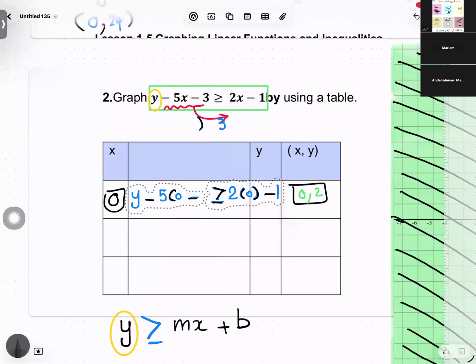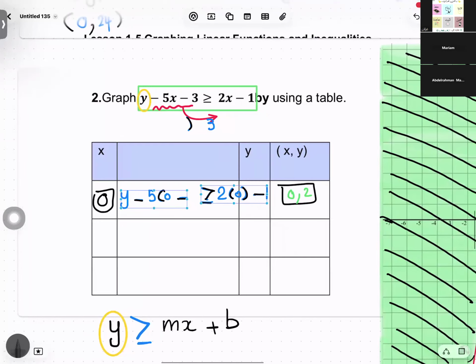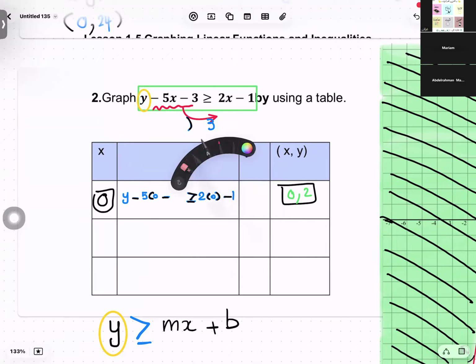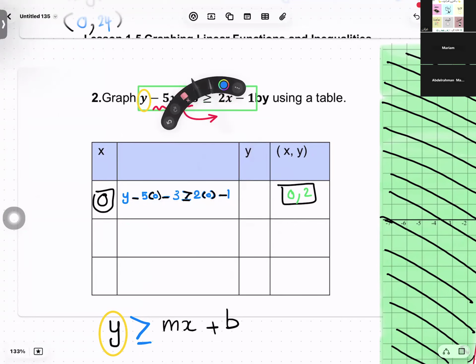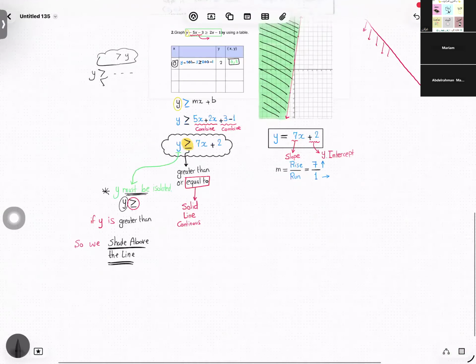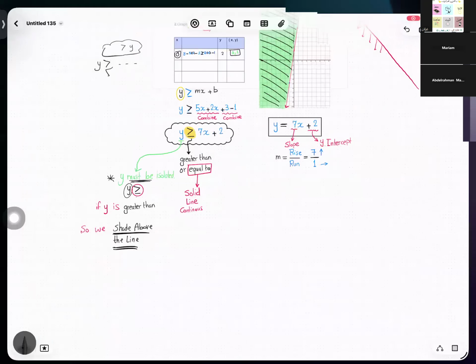So the y-intercept is 2? Right, it is 2. Perfect. Bravo. Then we solve as usual and we draw. Two points, and then we shade above the line. Do you have any question here, Maryam? No, I don't. Okay, let's continue.